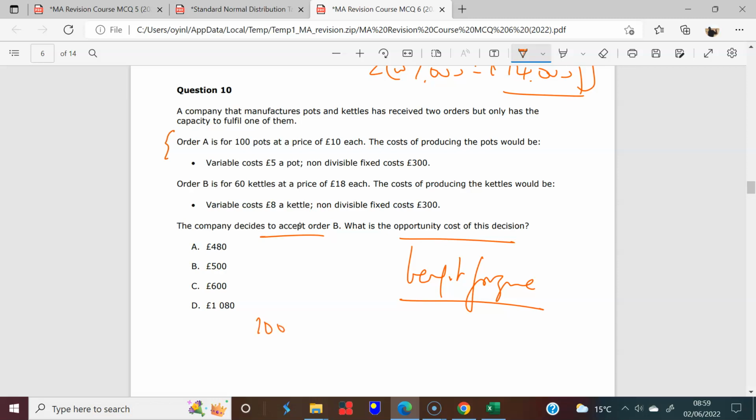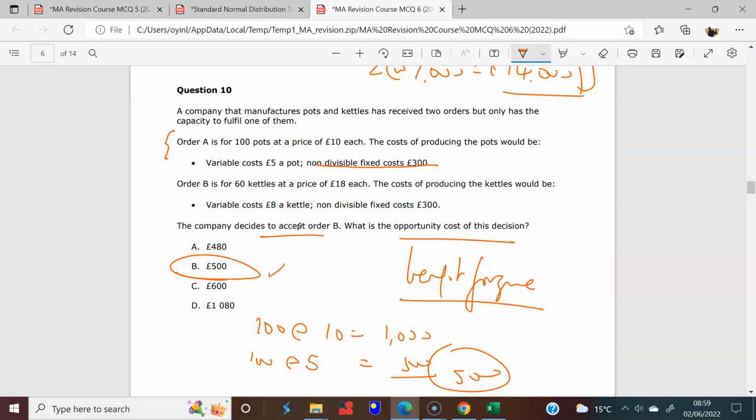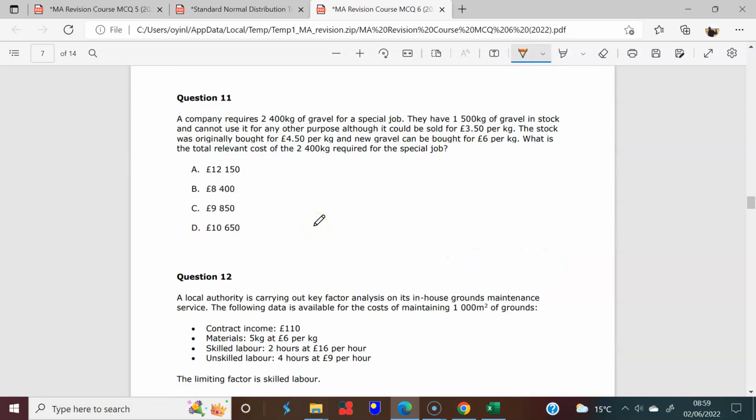So A says, listen, you can get £110, which is 1,000, and then take off the variable cost of A, of course, which is 100 at 5, which is 500, which means that you are losing out on the potential contribution of £500. Remember, we ignore these fixed costs when we analyze in the short term when making these kind of decisions. So the answer there was B.